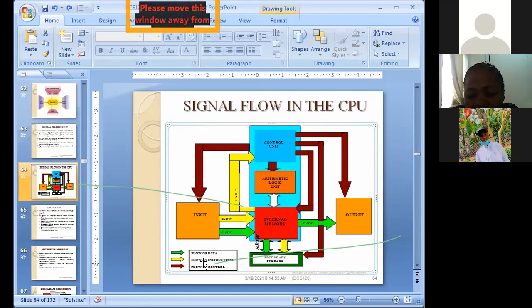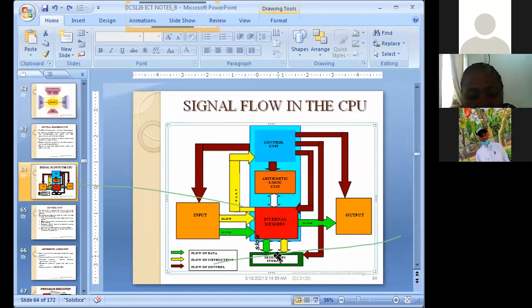So we have the first, the green is the flow of data. Data goes in. We know two things can happen as inputs. It's either data or instruction. The yellow line is the flow of instructions. So two things are entering into the system. You have the data and then you have the instruction. Now, from the internal memory, it signals to the control unit that I have received the instruction and I have stored it, and then the control unit goes on to signal the ALU.